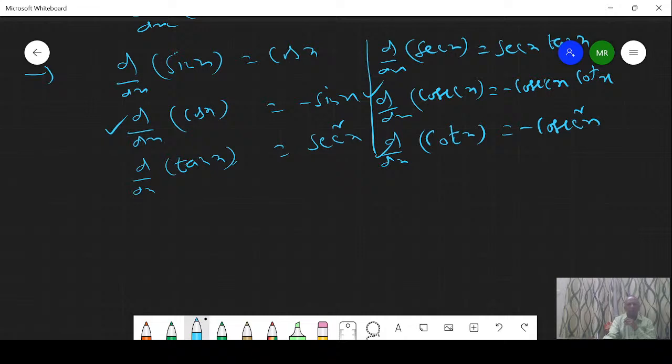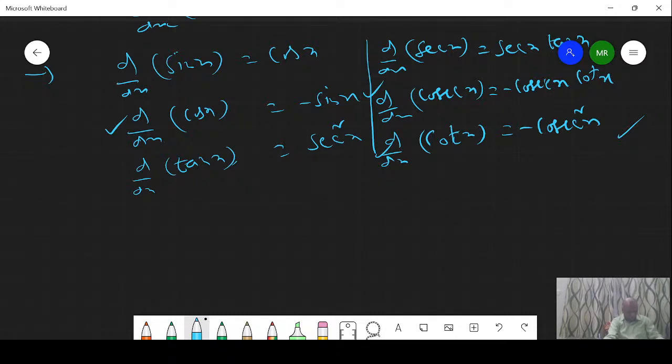So these are the six trigonometric functions we have, and these are their derivatives. They may ask to find the derivative of any function from the first principle, but you should be familiar with all these six functions. Now, using this I am going to explain the 11th main. We will solve the problems in 11th main.